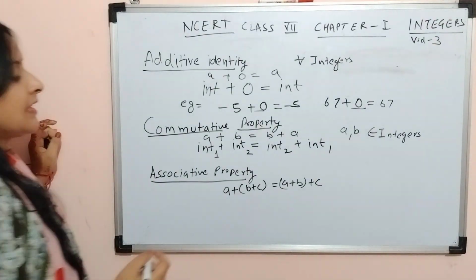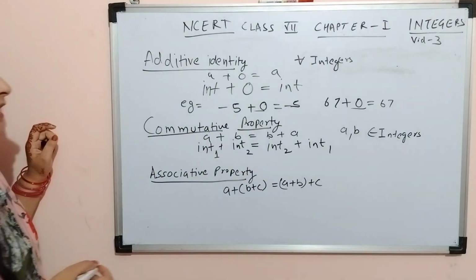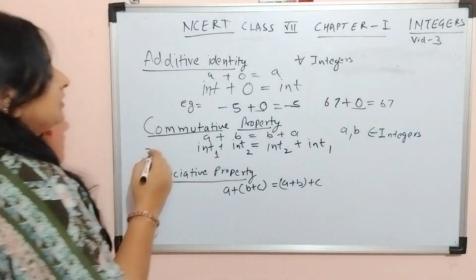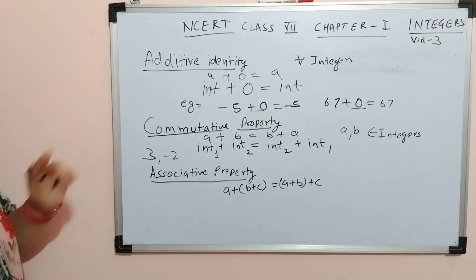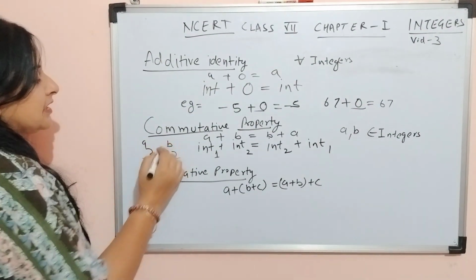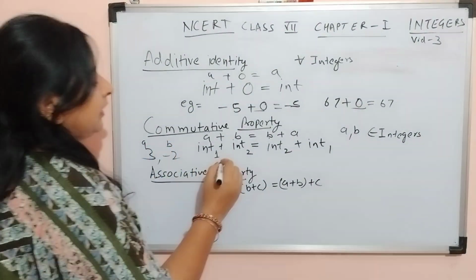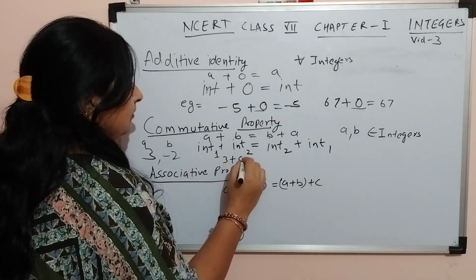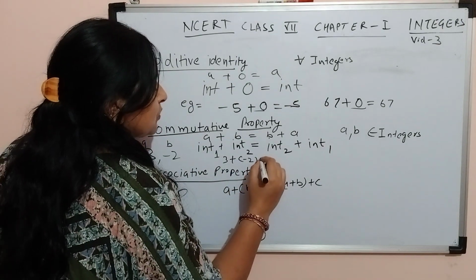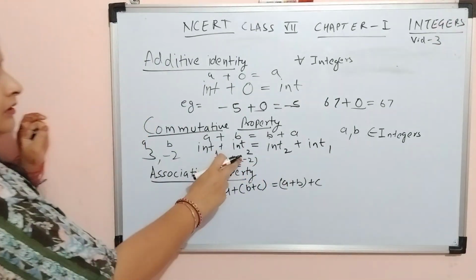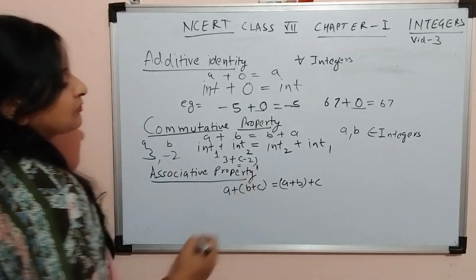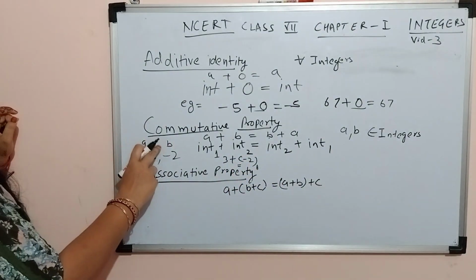Let us take an example. We can take any two integers of your choice, say 3 and minus 2. These are the two integers we have taken. Now let us find the value of a plus b. This is a and this is b. So a plus b here will be 3 plus minus 2, and plus and minus will be minus, so 3 minus 2 is 1. The answer is 1.